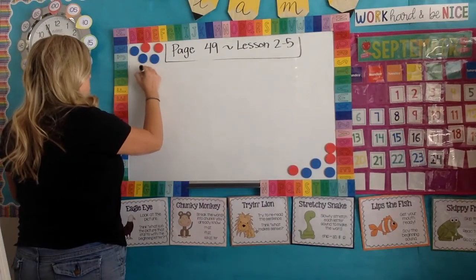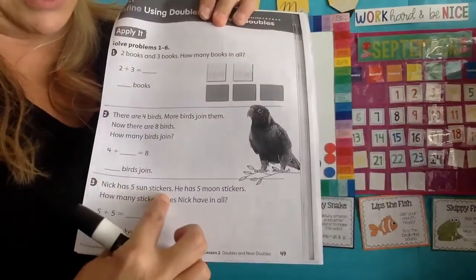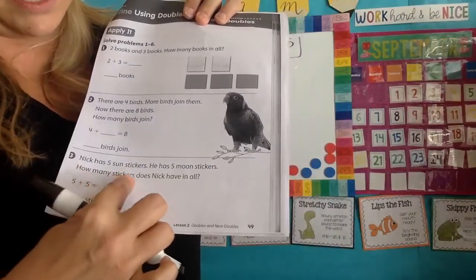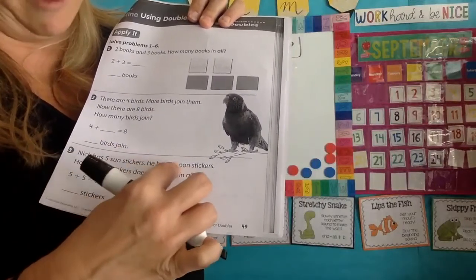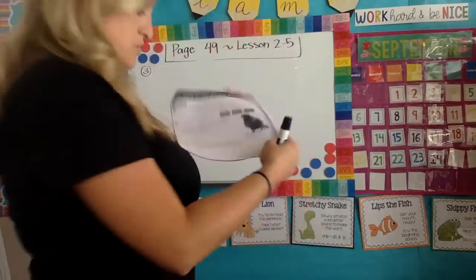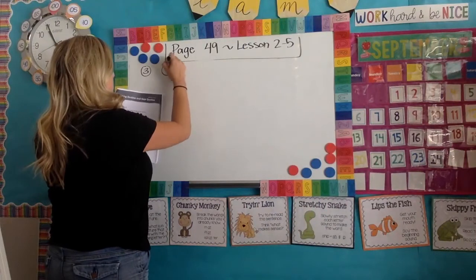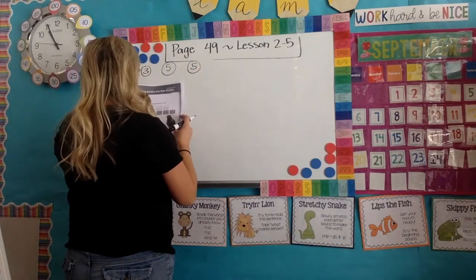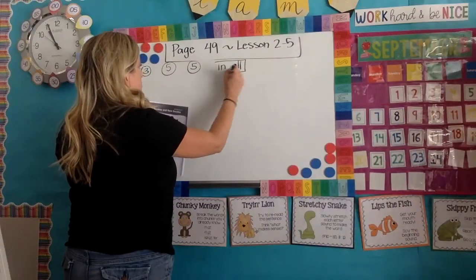Number 3, I'm still on the same page. It says, Nick has 5 sun stickers. He has 5 moon stickers. How many stickers does Nick have in all? So Nick has 5 sun and 5 moon. How many in all? So you're going to circle 5, and you're going to circle 5, and you're going to put a box around in all. That tells you what you're doing.